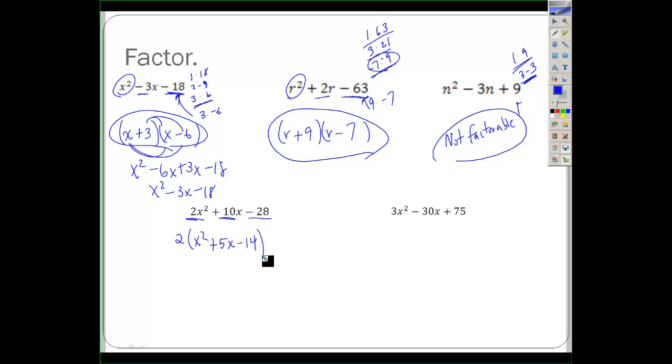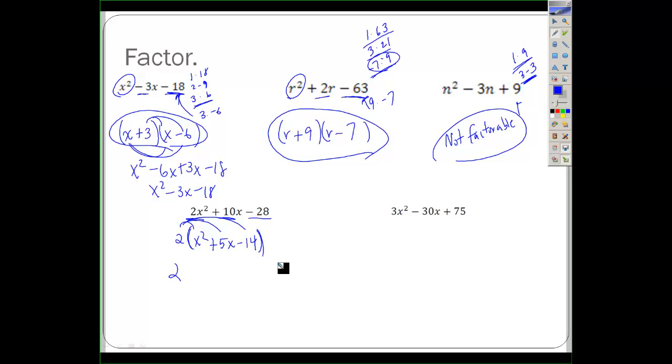All right, and so now I have this new expression where if I distributed it, 2x squared plus 10x minus 28, it's the same thing. However, now I can factor this much easier. So I'm just going to carry down my 2, and I'm going to factor what's inside the parentheses.